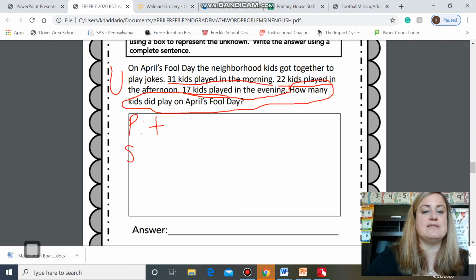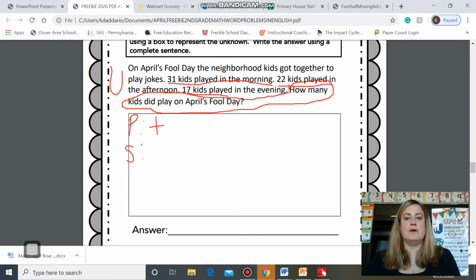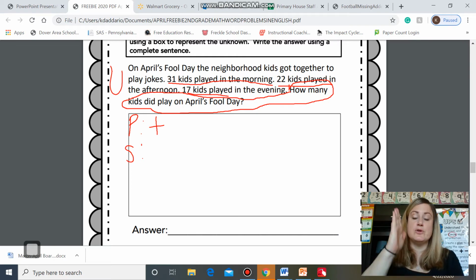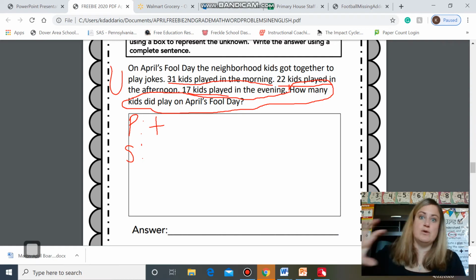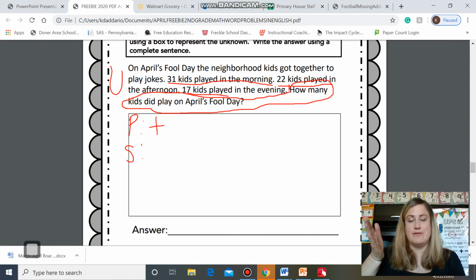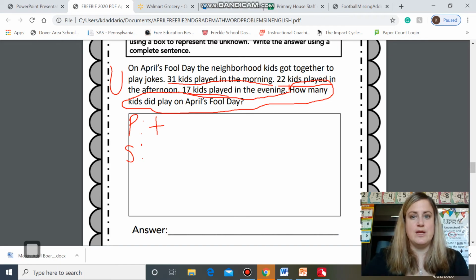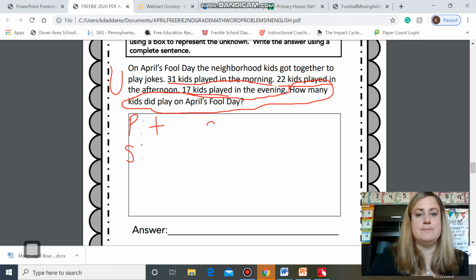And then our next step is to solve. So this is where we are going to do our equation. Now, if I look closely, I have 3 addends here. So that means I'm going to make sure I write my problem vertical up and down. That's the easiest way to solve. Because if you write it horizontal, you would still have to rewrite it vertical up and down. So I'm going to write my problem.